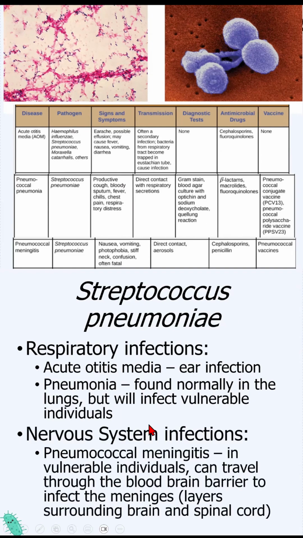Okay, and then strep pneumo can also cause an infection in the nervous system. So that's called pneumococcal meningitis. Again, this is typically in individuals who are vulnerable, whether it's due to age, immunocompromise, etc. But anyway, the bacteria can travel through the blood-brain barrier and infect your meninges, which are the layers that surround your brain and spinal cord. And again, the meningitis could be due to exposure when you had pneumonia and then it traveled. So there's different ways for it to get into the body.